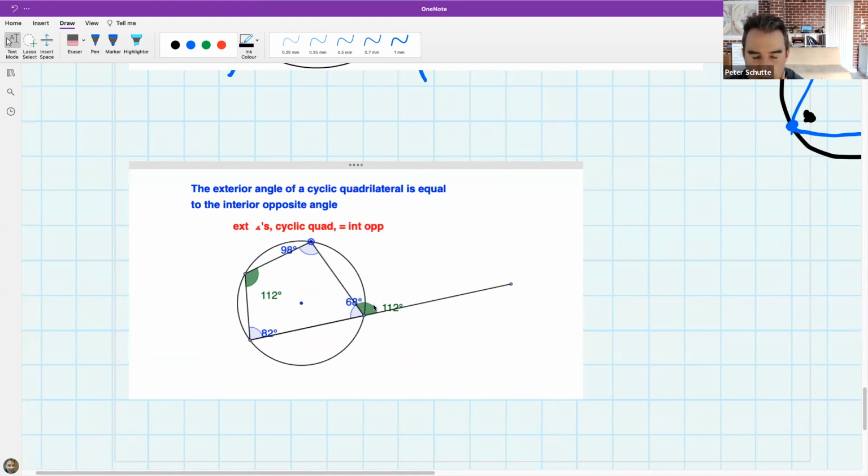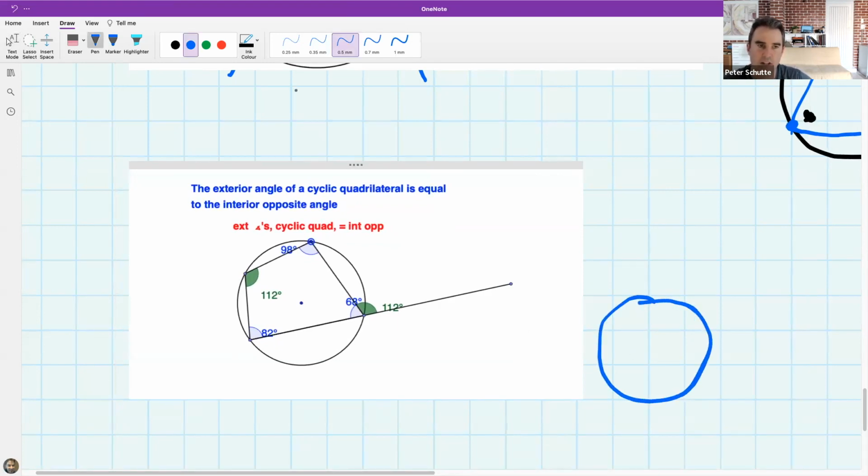So to me, how would I describe this in words? Well, what I would say, oh, someone said it even better. The exterior angle of a cyclic quad is equal to the interior opposite. So when you have a cyclic quad, you'll have an exterior angle, and that's equal to the interior opposite. Let me do my own little impression to help you here.